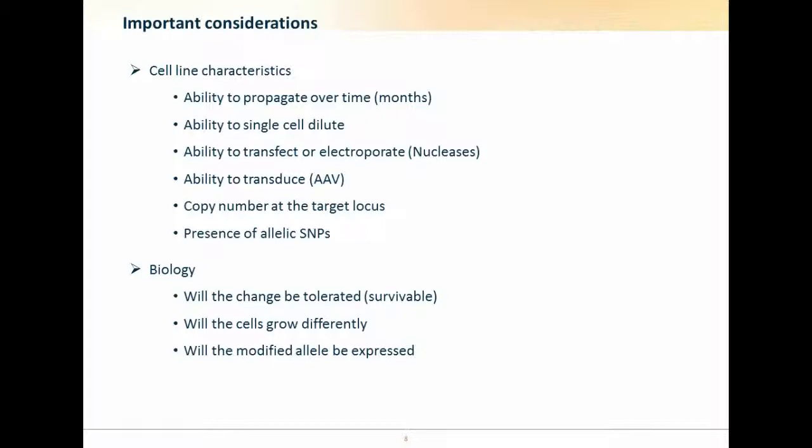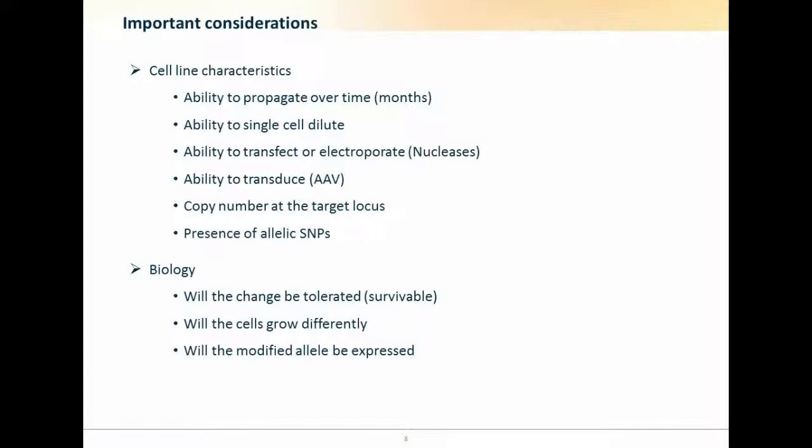None of the current gene editing techniques is really efficient enough that you can treat a population of cells and have enough of those to really give you a response that is indicative of the same sort of thing you would get from a clonal population. You also need to know if your cells will transfect or electroporate, particularly if you're planning to use nucleases. If you're going to use AAV, you need to know if they transduce with the virus. The copy number at the target locus is another important issue. And then the presence of allelic SNPs.